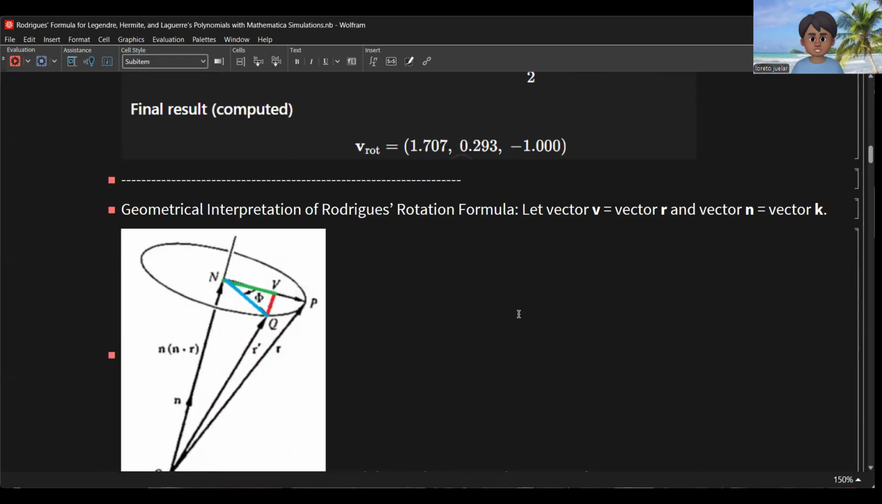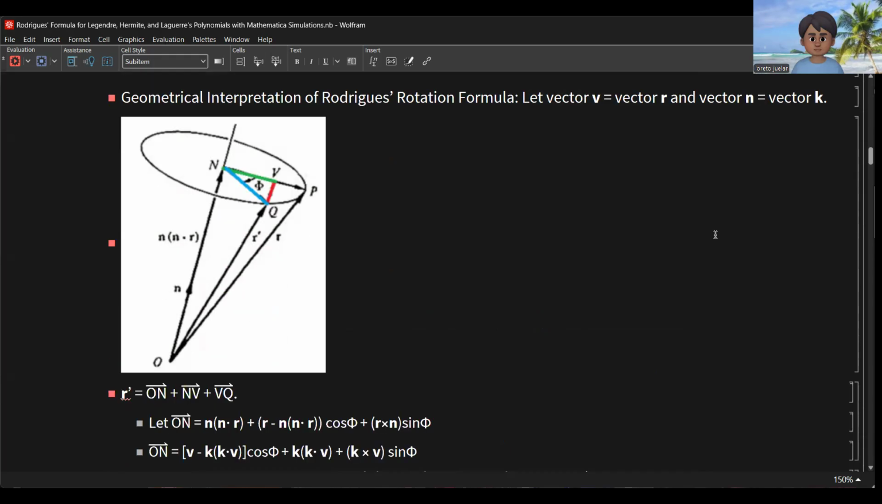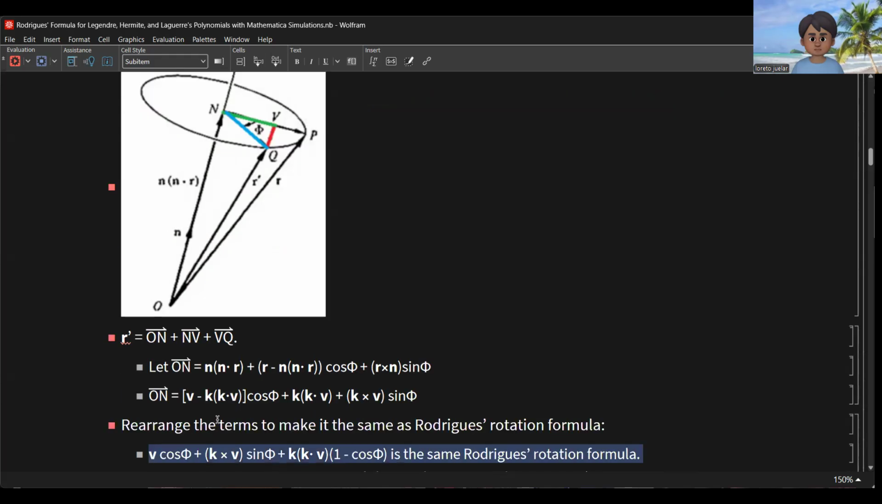So we have the geometrical interpretation of the Rodrigues rotation formula. Let the vector v be equal to the vector r, and the vector n is equal to the vector k. For example, the r prime here is equal to the sum of the vector on plus the vector nv plus the vector vq. The vector to be rotated is r prime.